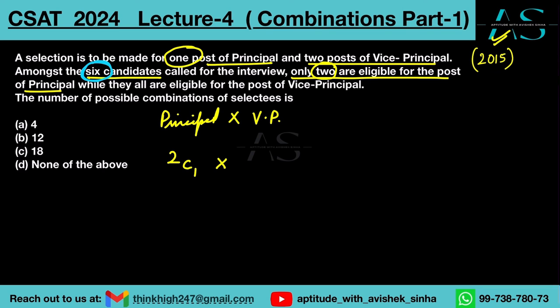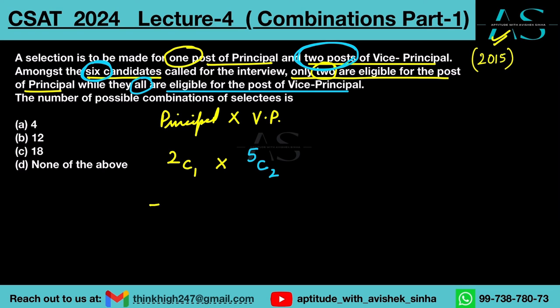Now, since 1 is already fixed for the principal, and it says they are all eligible for the post of vice principal, but 1 person is not eligible because we have used that person as the principal. So that will not be counted here. So how many are we left with? We are left with 5 members. And how many can we select? 2. There are 2 posts. So we will be doing it as 5C2.